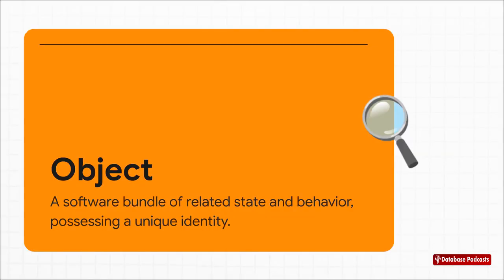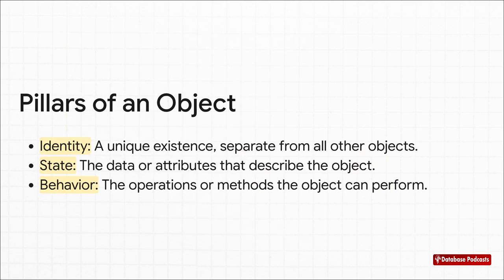And here's the big idea. An object isn't just the what, the data. It's also the how, the actions it can perform. It wraps those two things up together into one single, neat package that can exist all on its own in our program. Every single object is built on these three pillars.